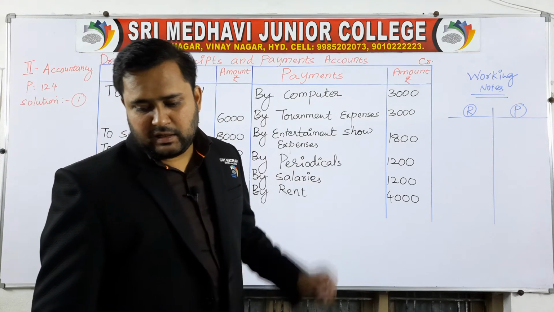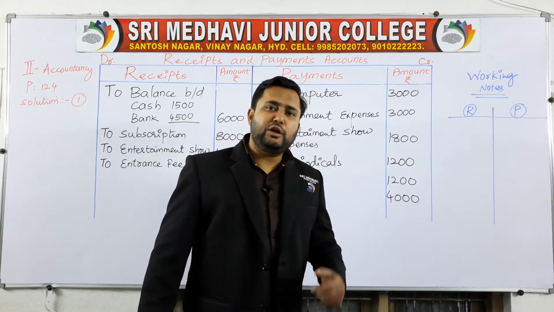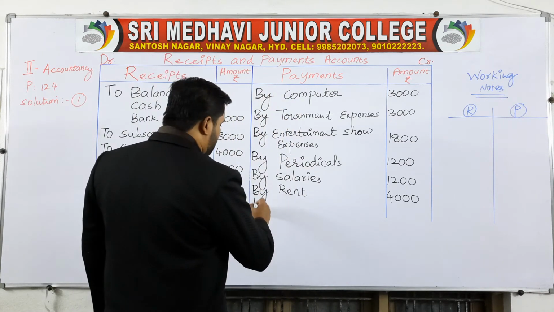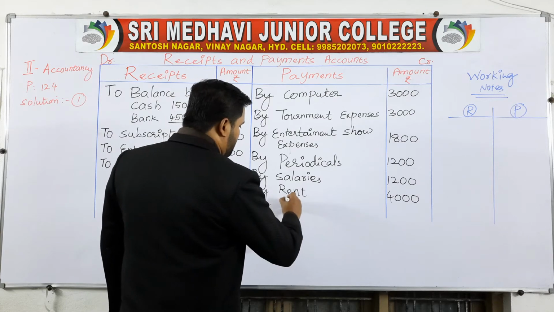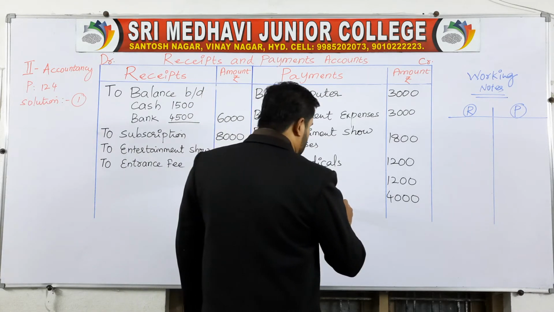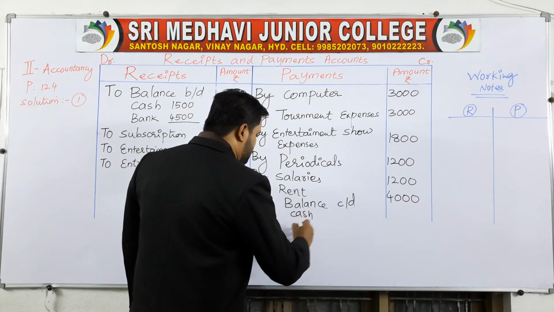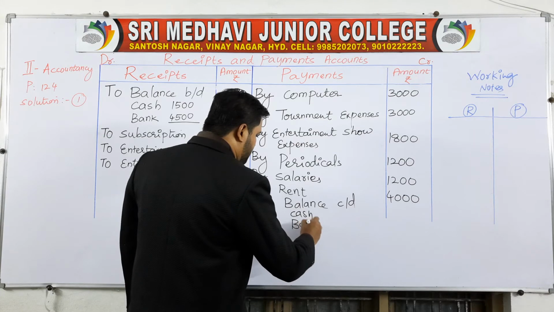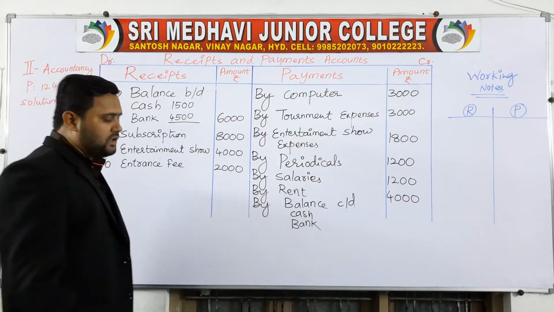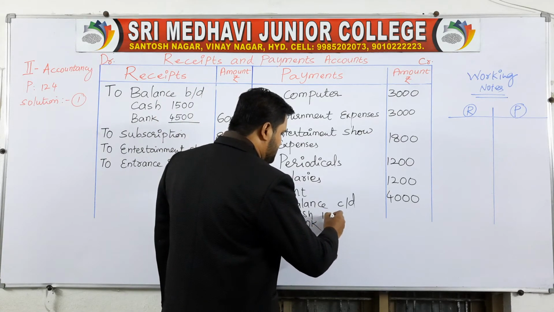Cash in hand at close, which means at the end of the day the carried on balance of the cash is rupees 1800, given in the question. By balance carried down, under which cash and bank. Now how much amount is given? 1800 rupees. Cash is mentioned.